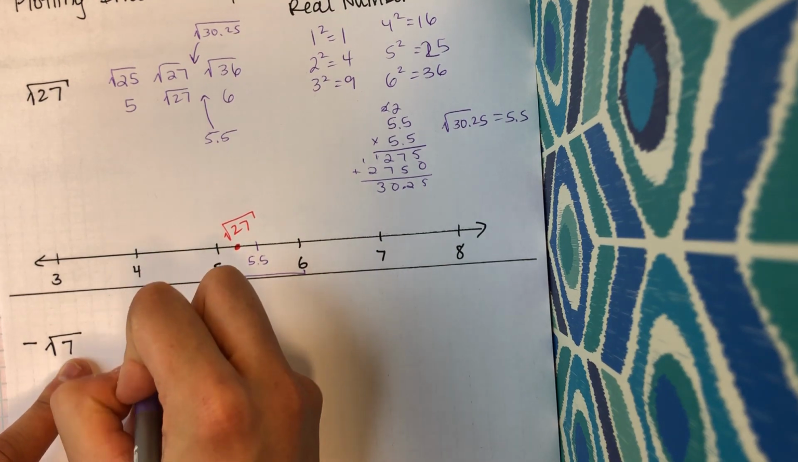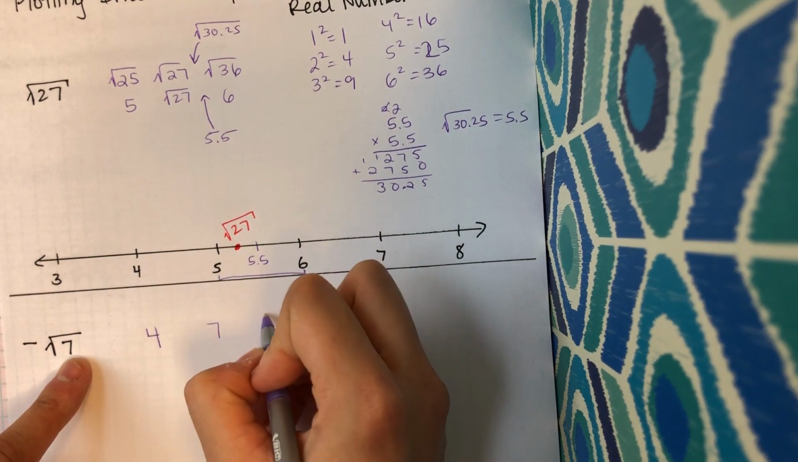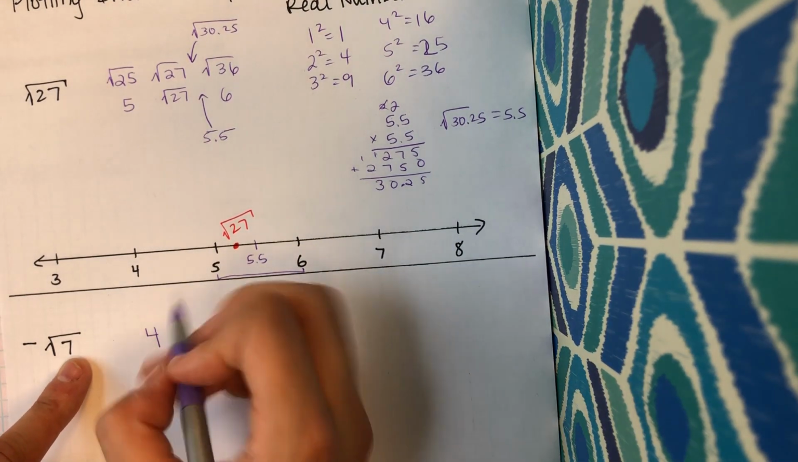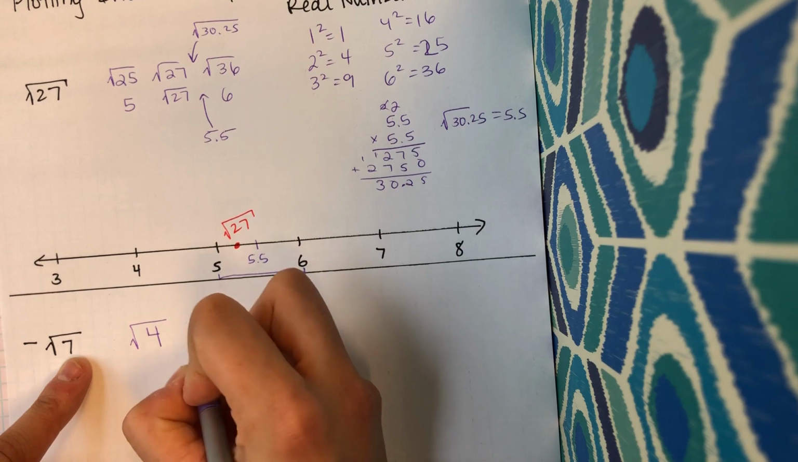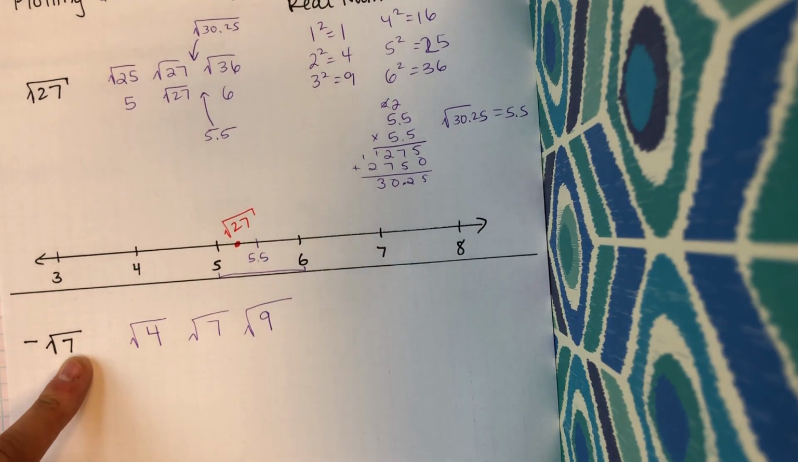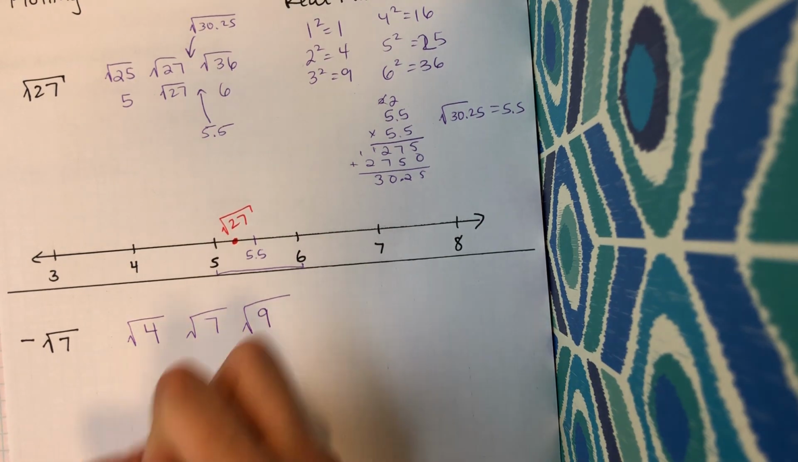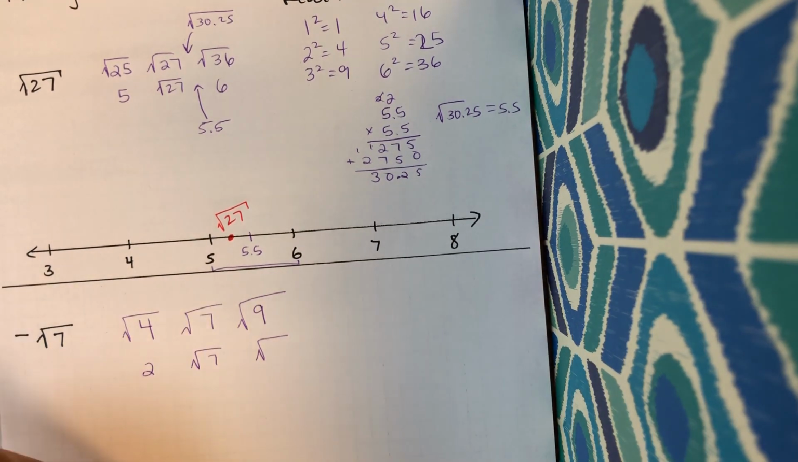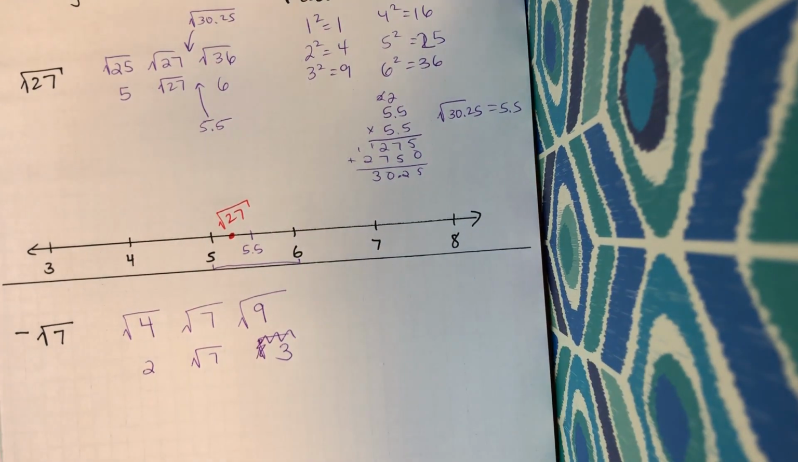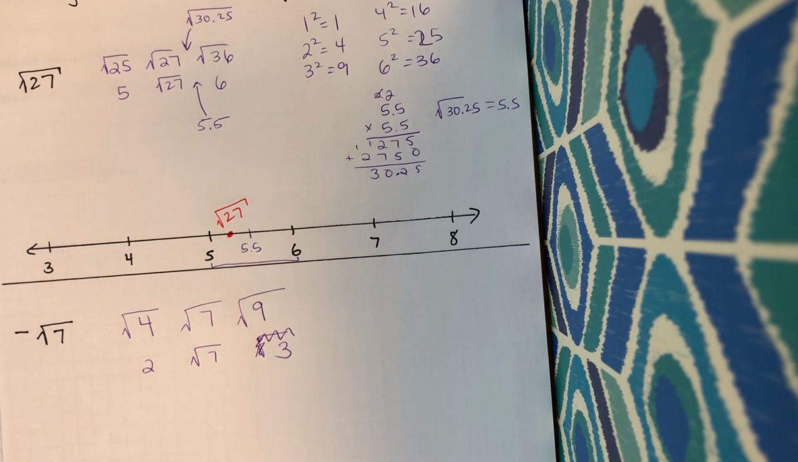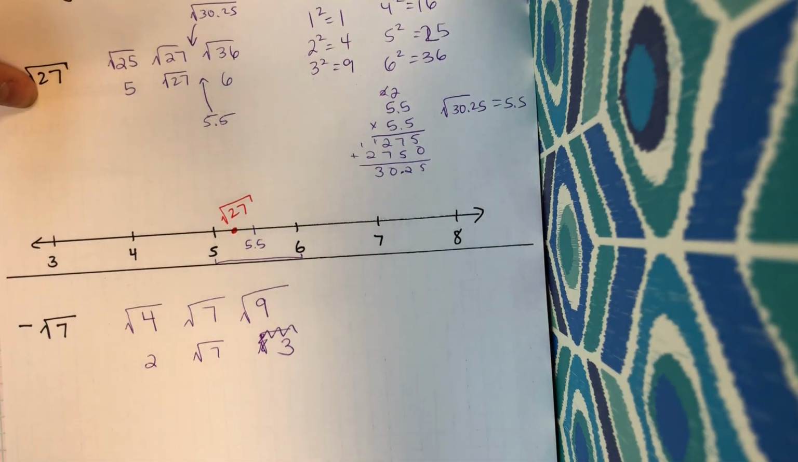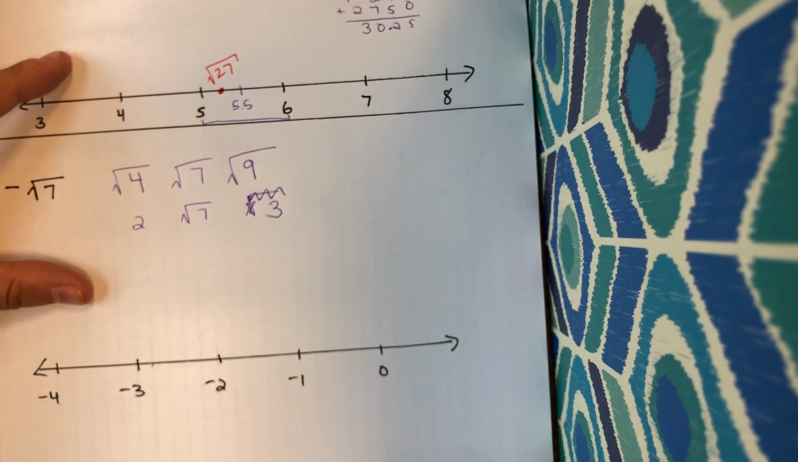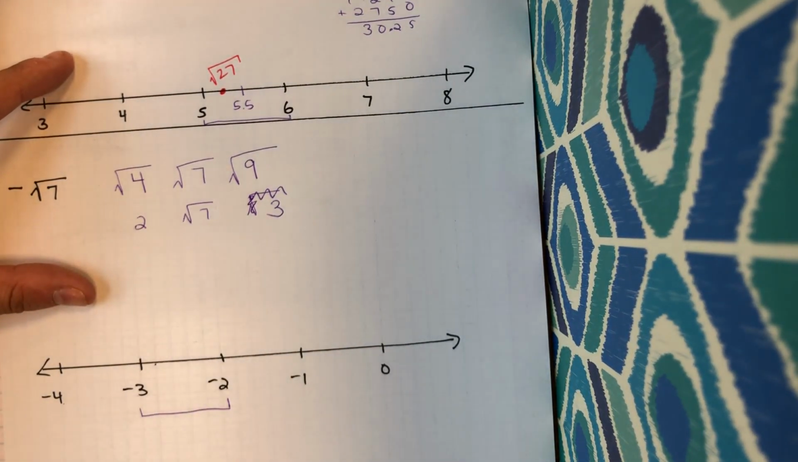So I know that the square root of 4 is going to be smaller than the square root of 7, which will be smaller than the square root of 9. The square root of 4 is 2, and the square root of 7 we don't know yet, and the square root of 9 is 3. So I'm going to be looking in between 2 and 3 to put my square root of 7. Or on this number line, I'm going to be looking in this region between -3 and -2. It's how many units away from 0 I am. I'm somewhere in here.